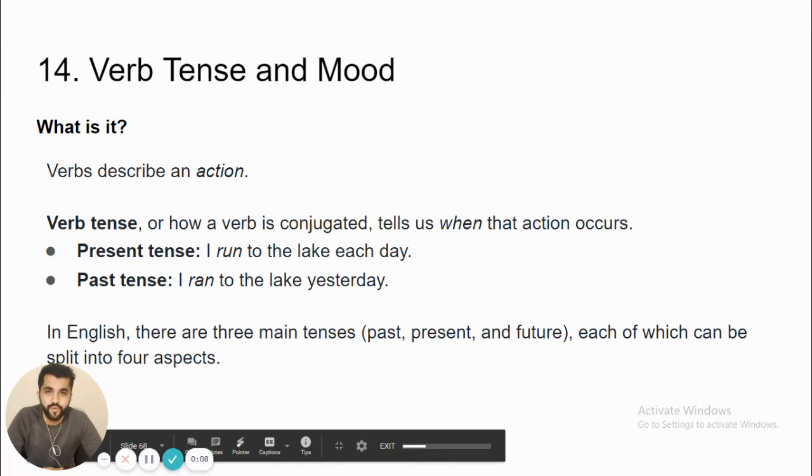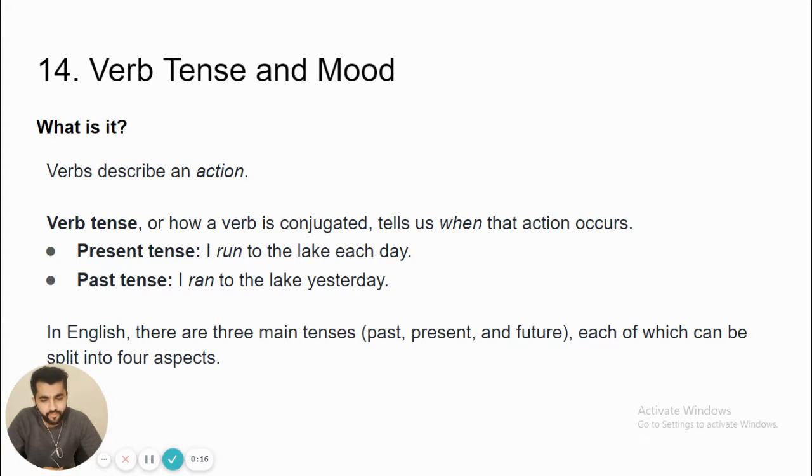Hi, in this video, we will cover verb tense and mood questions. So let's start. What is a verb? Verbs describe an action. Verb tense, or how a verb is conjugated, tells us when that action occurs. Present tense: I run to the lake each day. Past tense: I ran to the lake yesterday.